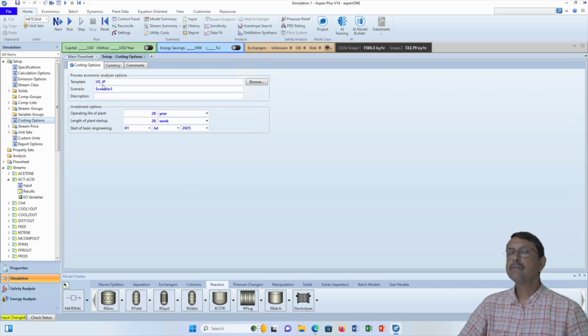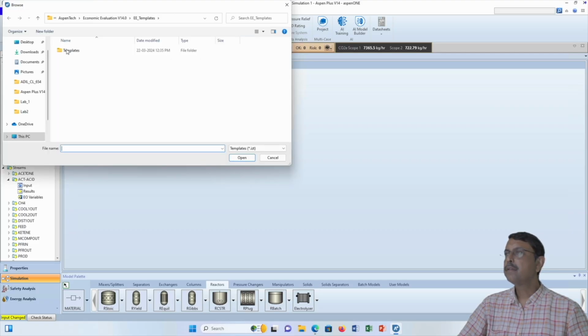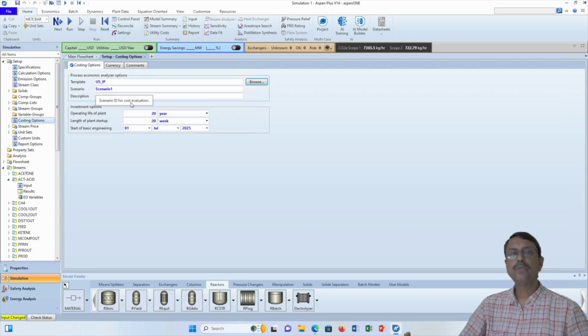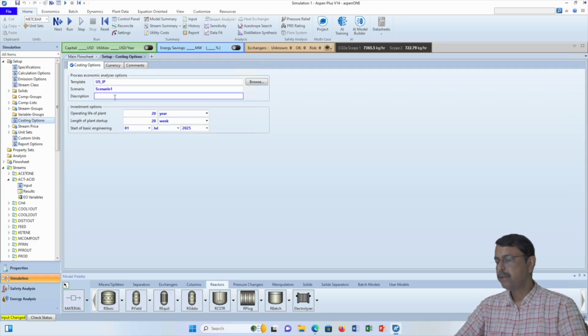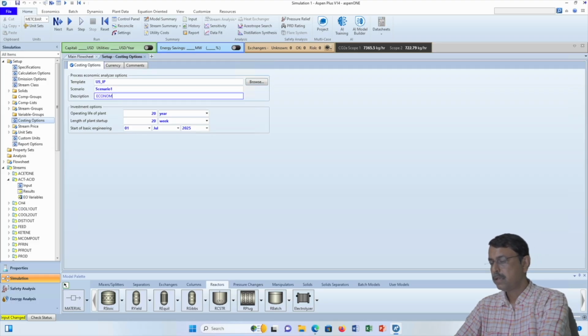Now there are templates available. Okay. These are economic evaluation templates. So you can call those templates. But if you do not want to use a template, if you want to develop something of your own, you may not need the template. You write scenario 1 and description, you can write something: economic analysis of the plant. Okay.